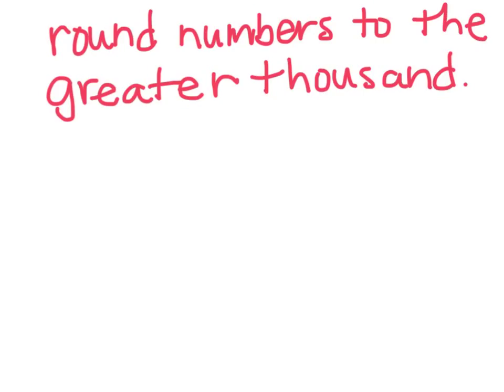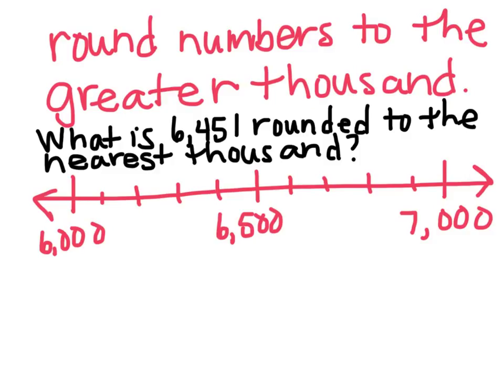In our first example, we'll round numbers to the greater thousand. What is 6,451 rounded to the nearest thousand? We'll use a number line to help us the very first time we try this. So we're going to place 6,451 on our number line. Here we have 6,000 to begin with. The next interval is 6,100. 6,200 is next. Then 6,300 and 6,400.